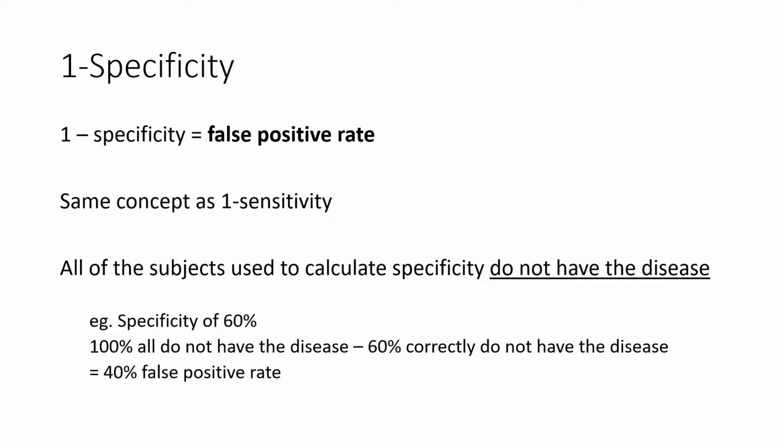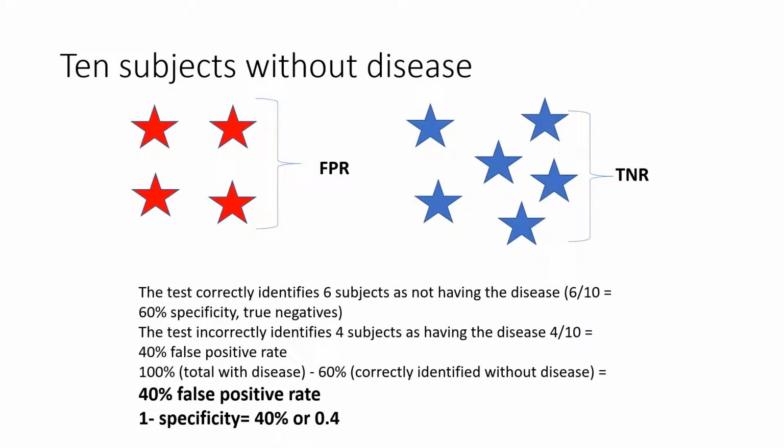So for example, if we have a test that is 60% specific, we know that everyone in the specificity calculation truly does not have the disease. We take away the 60% that were correctly identified as not having the disease, leaves a 40% false positive rate. Same graphic idea, all these 10 people do not have the disease. The test correctly identified 6 out of the 10 as not having the condition, but it said 4 out of the 10 do have the condition when they truly do not. So a 40% false positive rate, or the 1 minus specificity of 40%.